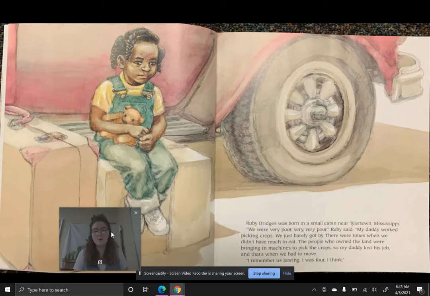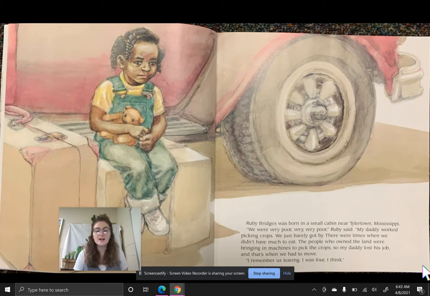Ruby Bridges was born in a small cabin near Tylertown, Mississippi. We were very poor, very, very poor, Ruby said. My daddy worked picking crops. We just barely got by. There were times when we didn't have much to eat. The people who owned the land were bringing in machines to pick the crops. So my daddy lost his job. And that's when we had to move. I remember us leaving. I was 4, I think.